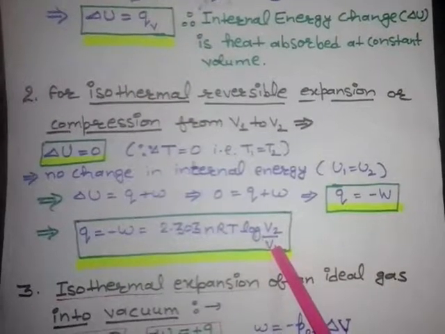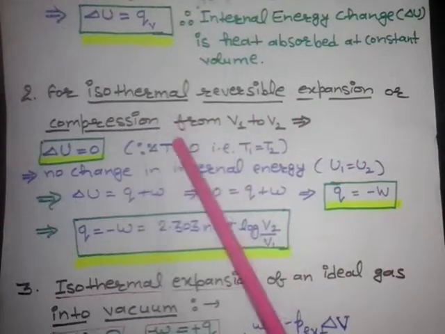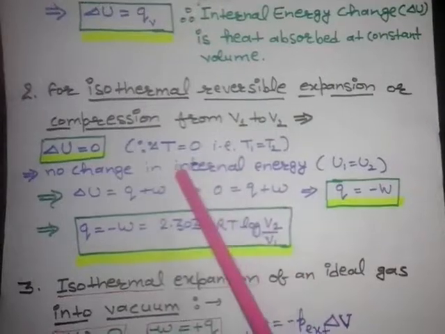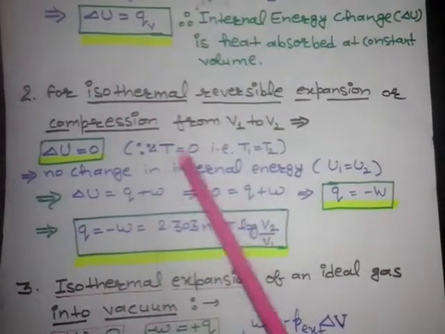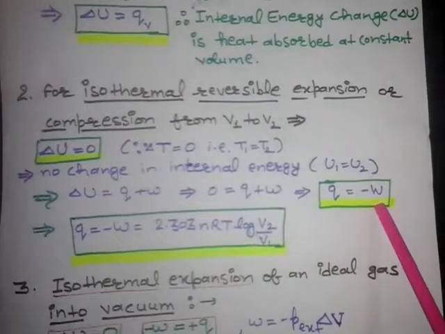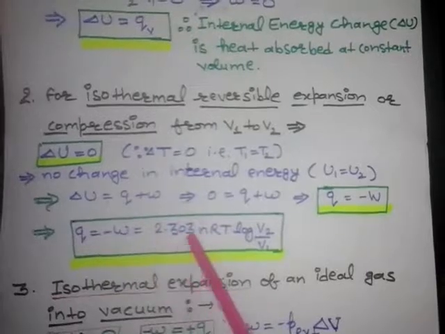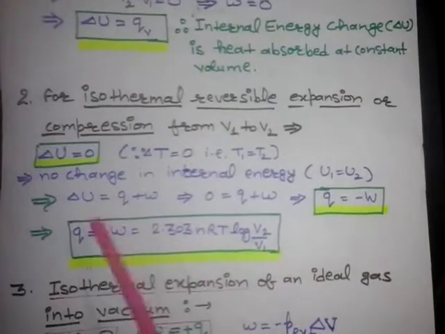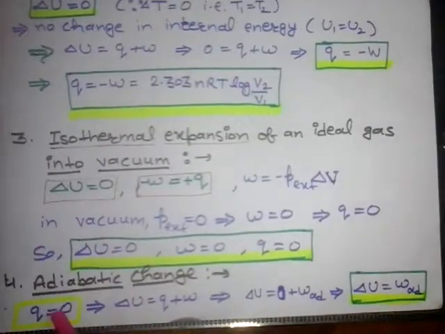So question can be asked that for isothermal reversible expansion or compression from V1 to V2, which one is a correct option? So delta U is equals to 0, and also Q is equals to minus W, and Q is equals to minus W is equals to 2.303 nRT log V2 over V1. So you have to remember this one, and this one. Then we have third important result.